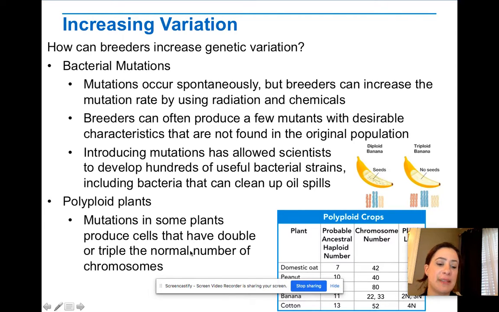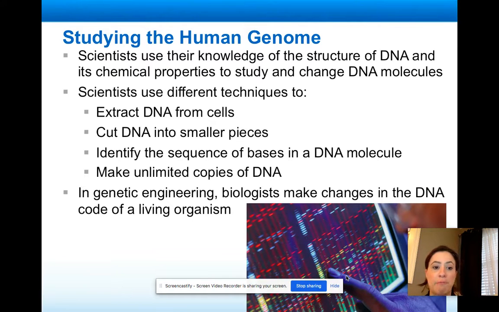So mutations in some plants produce hardier plants, plants that are larger and stronger, and desirable plants that consumers might want to eat. And a lot of the foods that we eat are polyploid. Cotton is tetraploid, so it has four sets of chromosomes. We see bananas are triploid, so having multiple sets of chromosomes. So these are ways that breeders can increase variation.